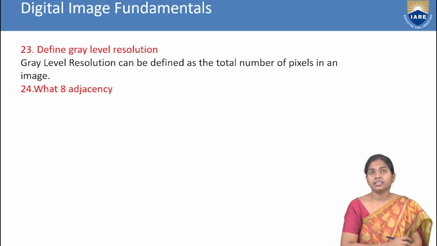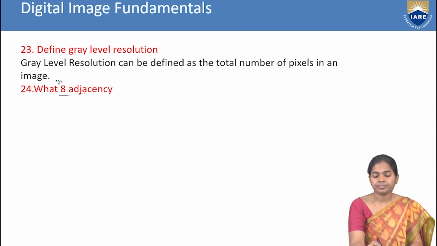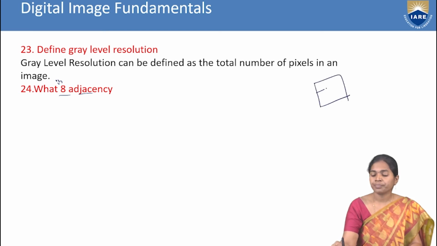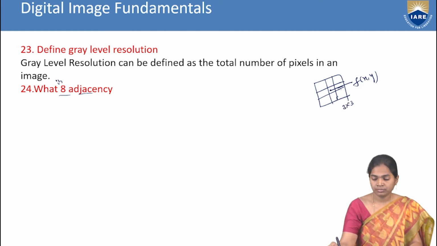And what is adjacency? What is meant by adjacency? When we go for an image, this is my center pixel, which I represent with f of x comma y. In this neighborhood, it is 3 by 3, which means the total pixels are 9 pixels.